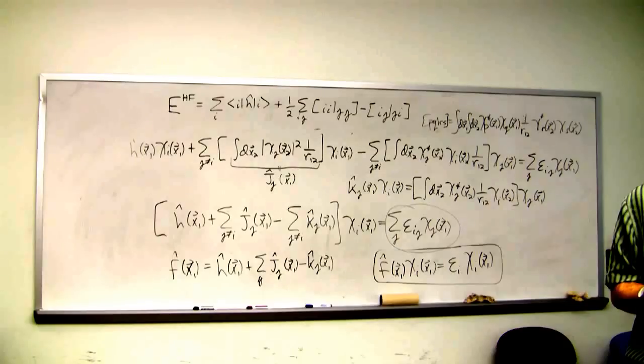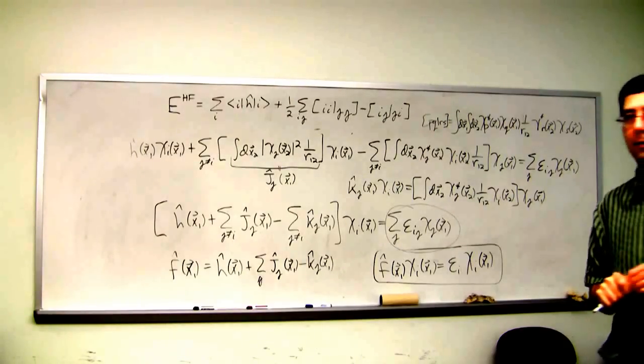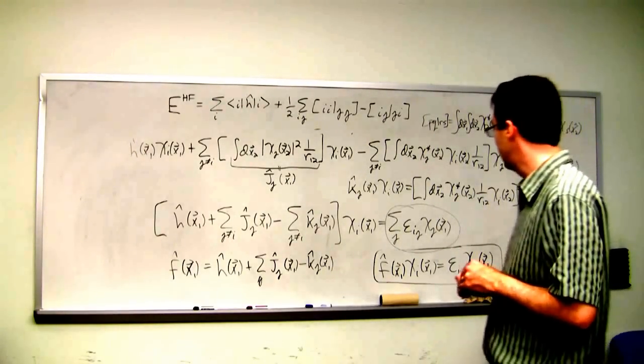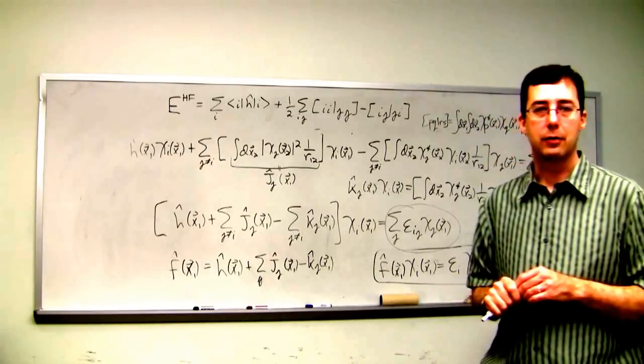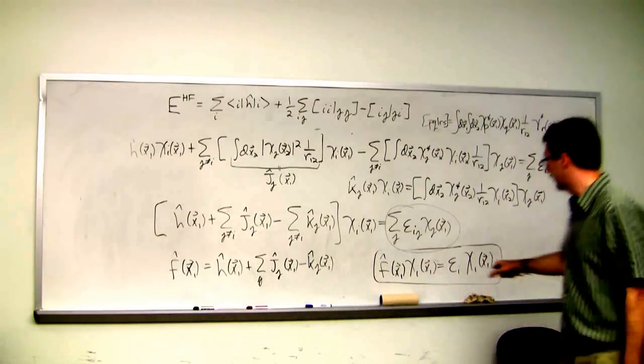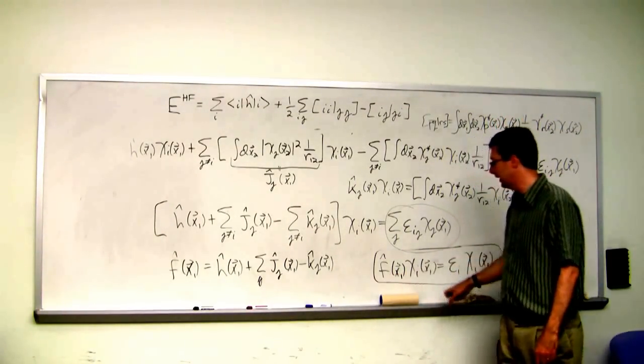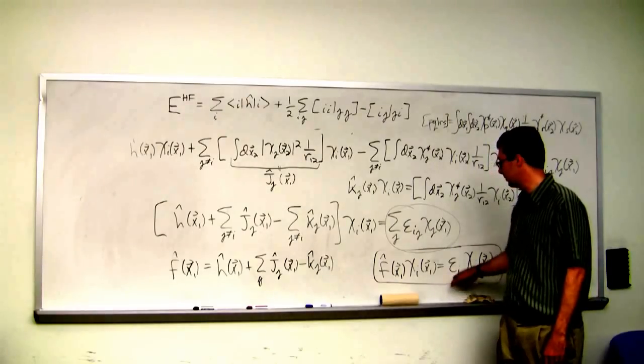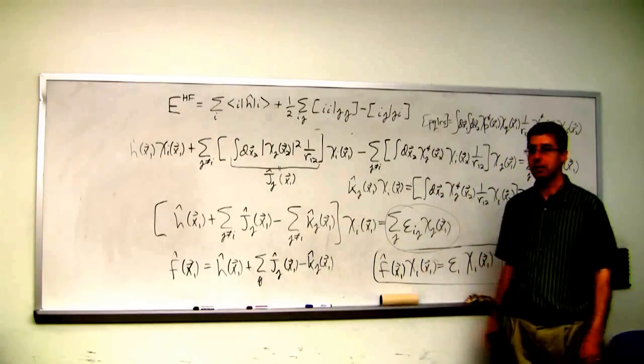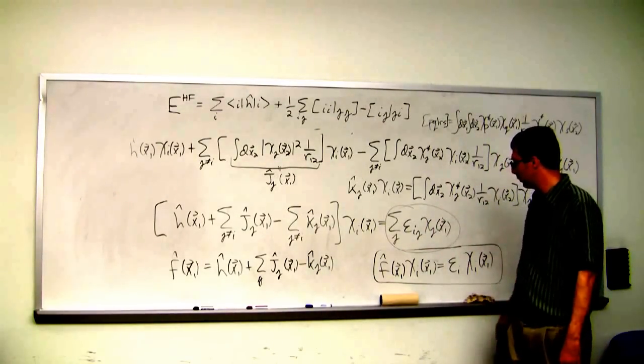That's the Hartree-Fock equation in its most simple form. And it's an eigenvalue equation, right? This is the eigenfunction of this operator. Anytime you have an operator times a function, giving the function back times a constant, it's an eigenvalue equation. So we can work with this.